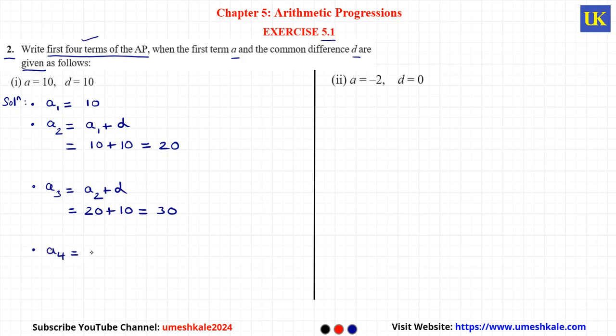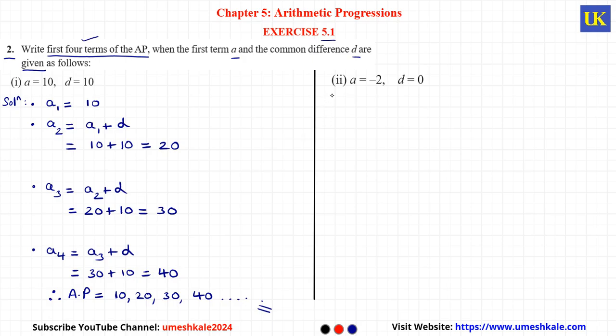Then we will find A4. A3 plus D. A3 we just found out, it is 30, and D is 10. So 30 plus 10 is 40. So the first four terms of our AP are 10, 20, 30 and 40. So this is our answer.